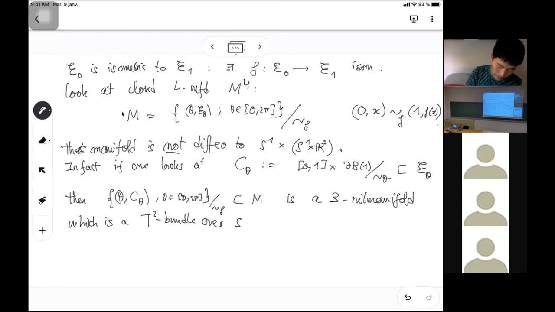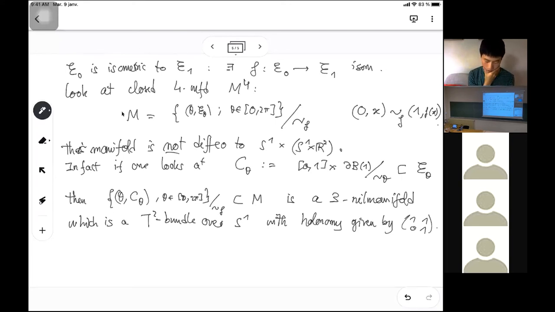Over S1 with holonomy around S1 given by this nilpotent matrix. That is just something that can be checked. So I'm just claiming that topologically you have something non-trivial here.